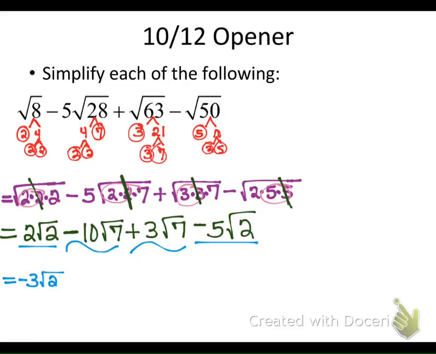Okay, so simplify your coefficients here. So negative 10 plus 3 is? Negative 7. Okay. Square root of 7. Yeah, perfect. And then box it. That's your final answer. Get it? Good. All right, last one.